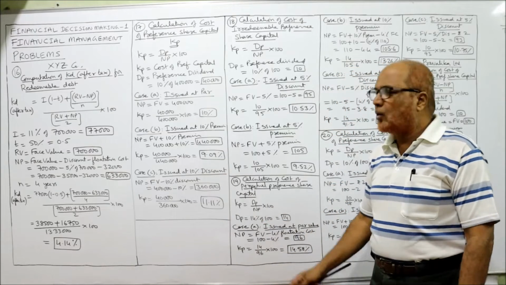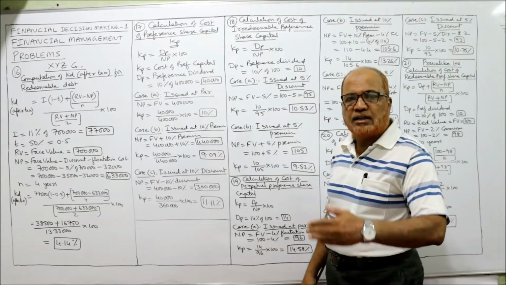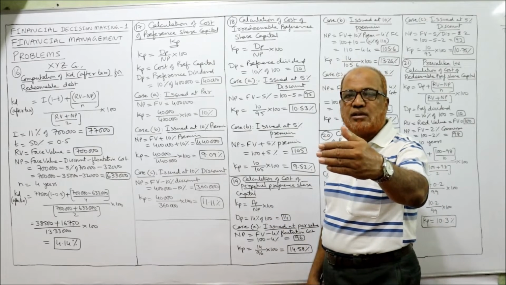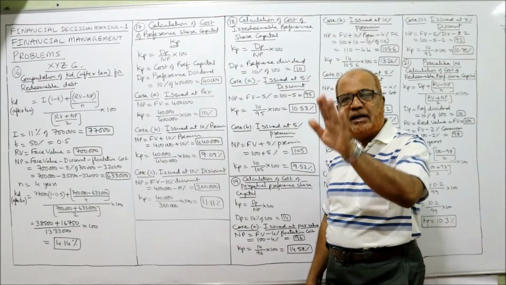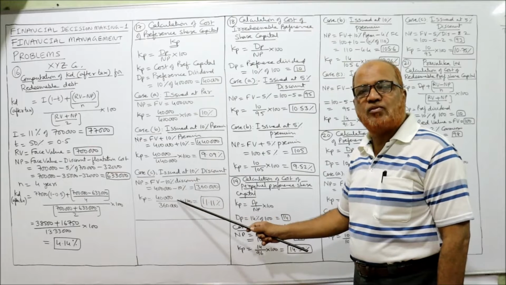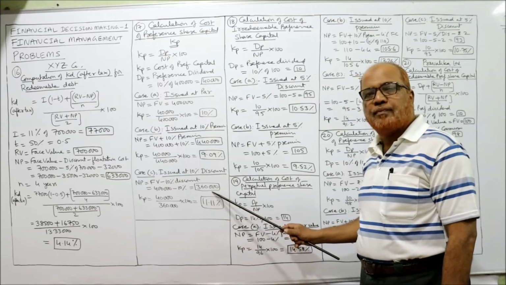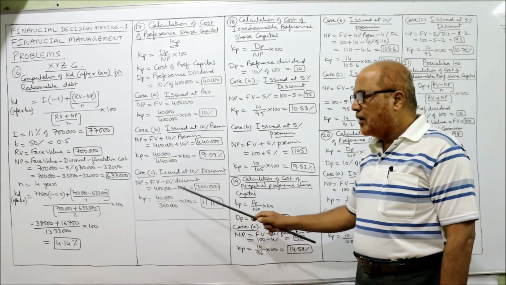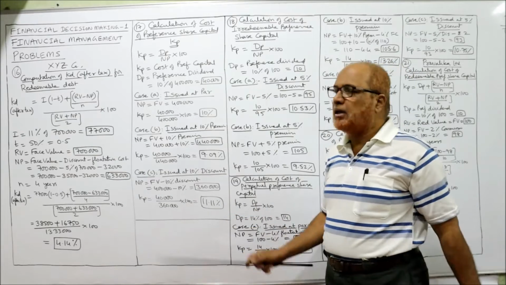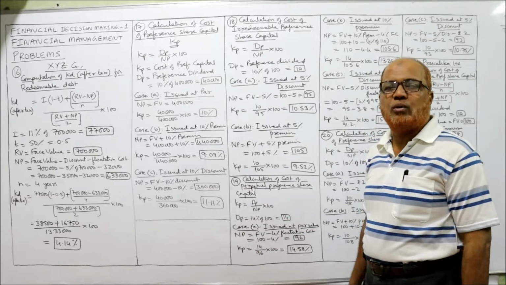That's it. Now case 3, issued at 10% discount. At the time of issuing the preference shares, it is issued at a discount, so the discount will be deducted. 4 lakh minus 10%. 10% means 40,000. 4 lakh minus 40,000 is 3 lakh 60,000. That is NP. Now KP is equal to DP. DP remains same, 40,000, divided by 3 lakh 60,000 into 100, 11.11%.